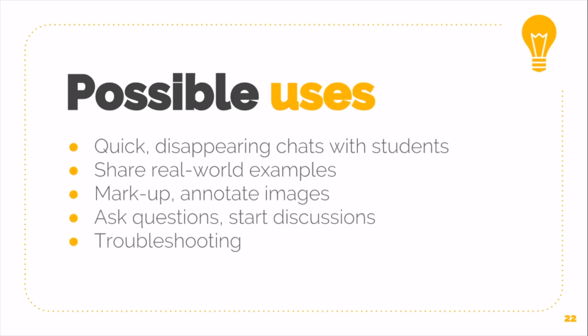Possible uses: I mentioned quick disappearing chats with students. Sometimes I have found, because we do a lot of group projects in my classes, students need a way to communicate with me, to talk about each other a little bit, and then sometimes they feel uncomfortable with there being a digital archive of that. Snapchat is great because the messages do disappear, so they're able to come talk to me digitally without feeling like there's a recording of it, and it allows them to be a little more open. I'm still exploring how to implement this more into my classroom. But again, sharing real-world examples, annotating images, which can be useful, and starting some discussions.